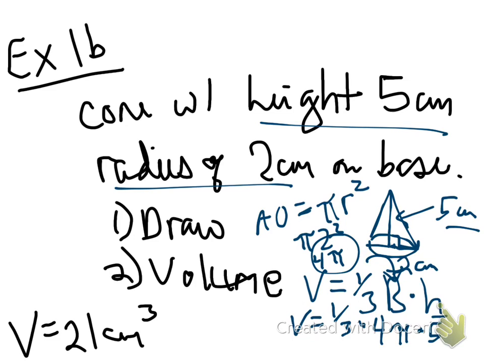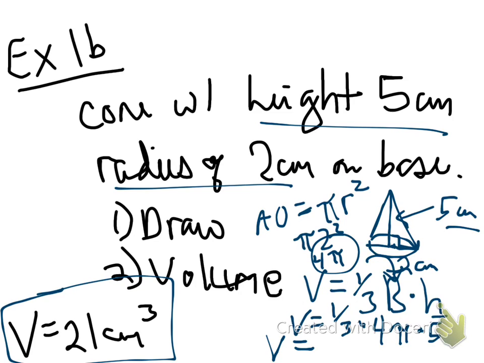So that's 20 times 1/3 times pi. So you should have gotten that the volume equals 21 centimeters cubed. When you plug that in your calculator, 21 centimeters cubed is your approximate answer, to the nearest cubic unit.